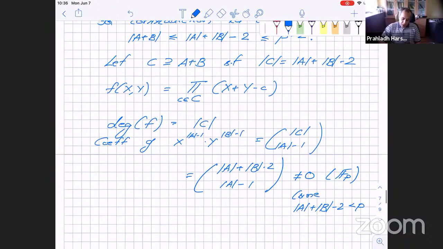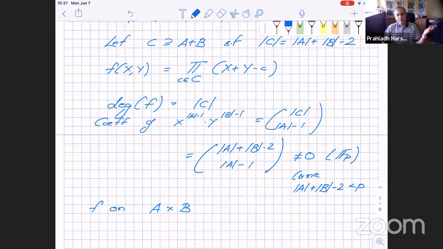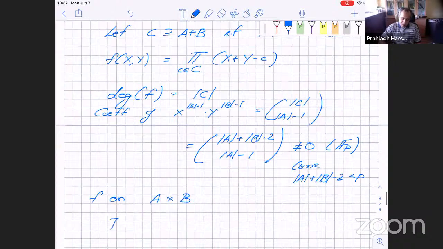Now let's look at f on this grid, A cross B. Now the combinatorial Nullstellensatz applies. Therefore, there is a point in A cross B, because the degree of f is c and the coefficient is non-zero. Therefore, there is a point in the grid such that there exist a in A, b in B, such that f(a,b) is not equal to 0.